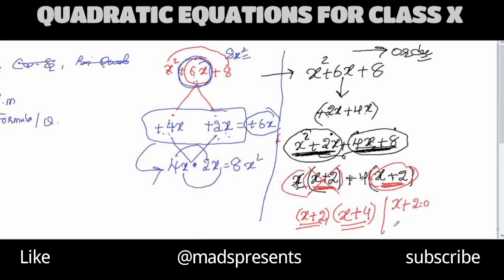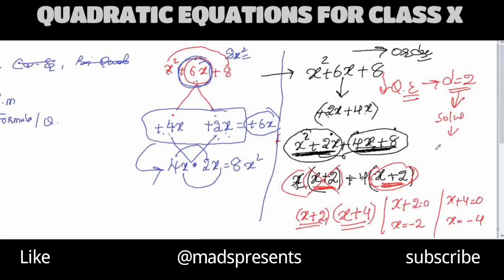Now x plus 2 equal to 0, we get x is equal to minus 2. Similarly, x plus 4 equal to 0, x is equal to minus 4. So finally we got two values. A quadratic equation always gives you two values, right? So we got x is equal to minus 2 and x is equal to minus 4. Since it is a quadratic equation, the degree is 2. When you solve, we will get two values. That is the same story I'm telling from the beginning of this chapter.